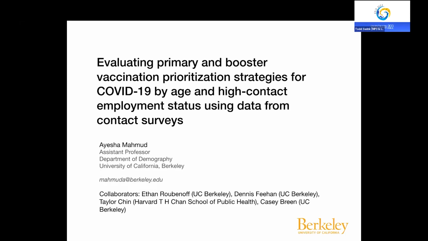And I just want to start off and say that this has really been a big team effort, and just a few folks who I wanted to name up front. A lot of this work I'll talk about today is led by Ethan Rubinoff, who's a PhD student in demography at Berkeley, and my collaborator and colleague here at UC Berkeley, Dennis Feehan, who I started the contact survey project with. And there's a few other grad students, Taylor Chin at Harvard, and Casey Breen, who's also been doing a lot of work with this contact data.